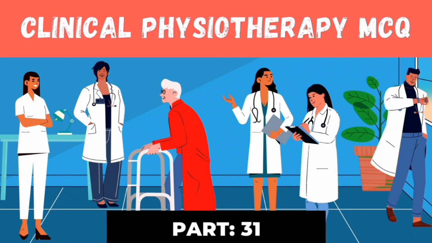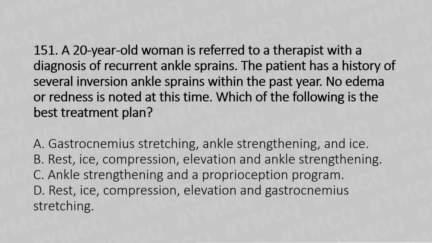Let's move to question number 151. A 20-year-old woman is referred to therapist with a diagnosis of recurrent ankle sprain. The patient has a history of several inversion ankle sprains within the past year. No edema or redness is noted at this time. Which of the following is the best treatment plan?